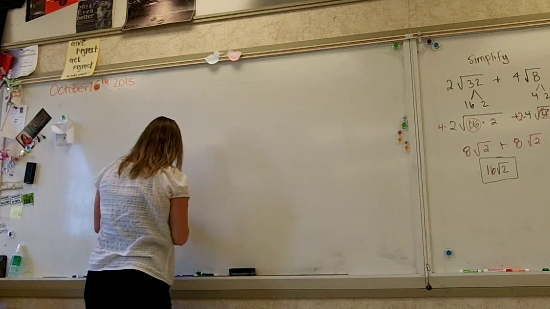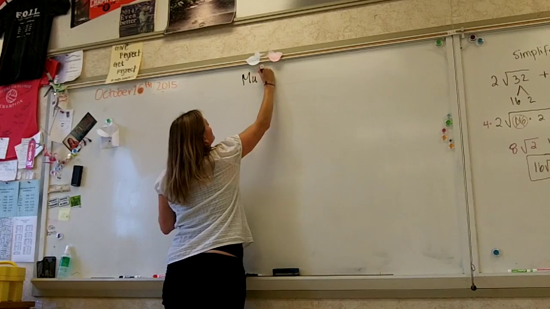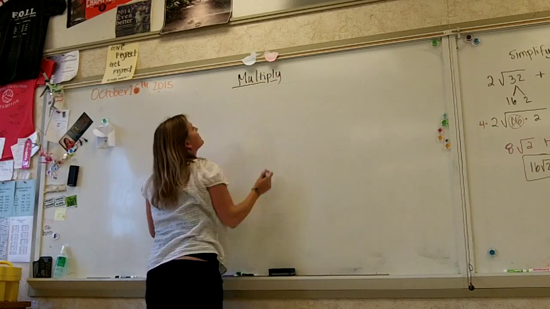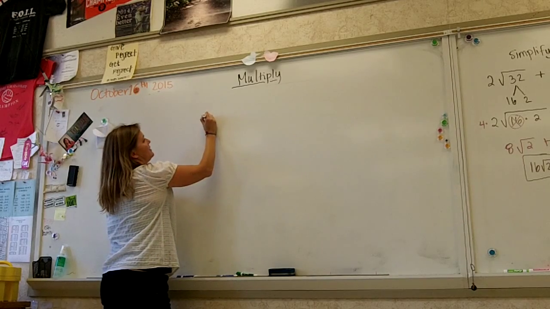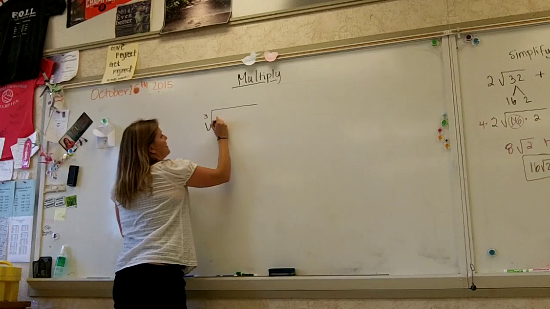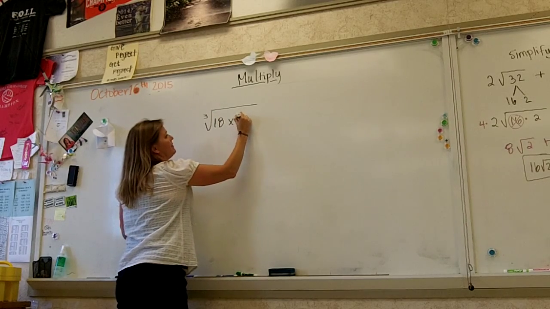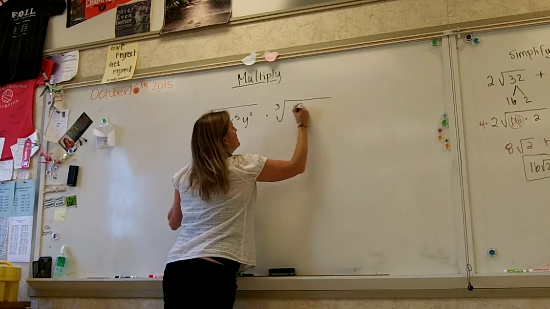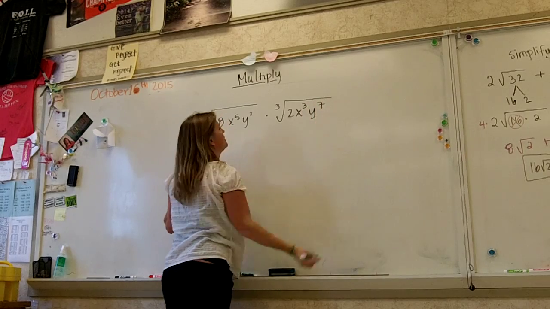Let's multiply. I know you think that we already did multiply on Friday. So let's do the review problem from Friday. Let's do 3 times the cube root of 18x^5y^2 times the cube root of 2x^3y^7.